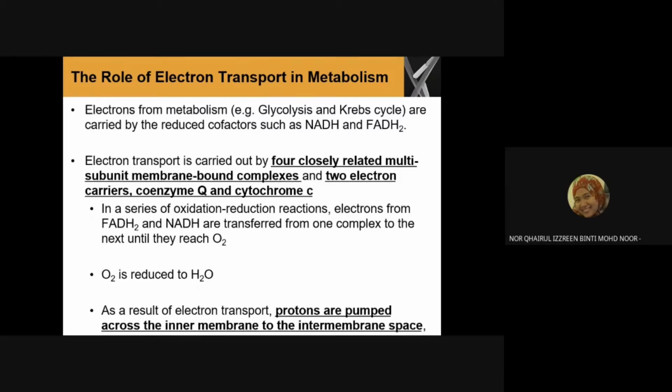With the final electron acceptor, which is oxygen, in the process a proton gradient is established. We'll look at it later on. The presence of the proton gradient is used to create ATP molecules by the activity of a special enzyme we call ATP synthase. So here, electrons from metabolism, from glycolysis and the Krebs cycle, are in the form of NADH and FADH2.